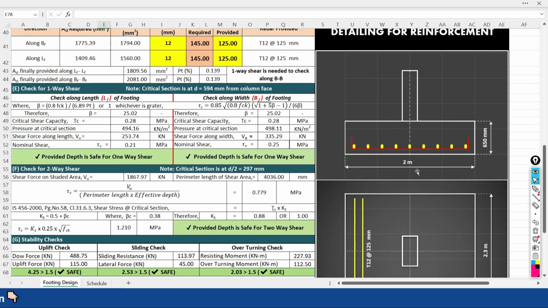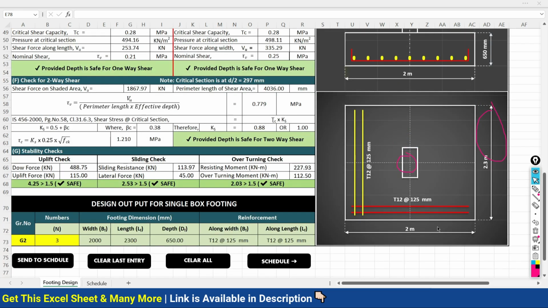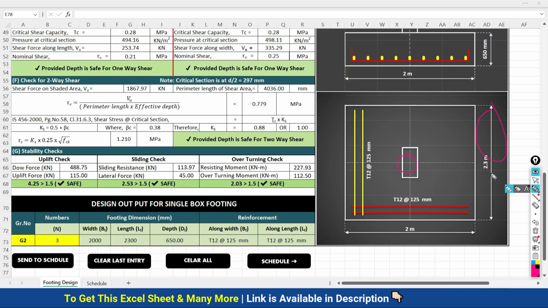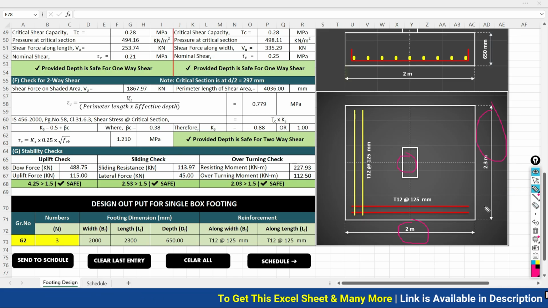Detailing for the reinforcement, so it is along the width, so width is 2 meter and depth is 650. And what is the length? Length of the footing is 2.3 meter, and this is the width of the footing, 2 meter. Along the width of the footing, 12 mm diameter of bar at 125. Along the length of the footing, 12 mm diameter of bar at 125.